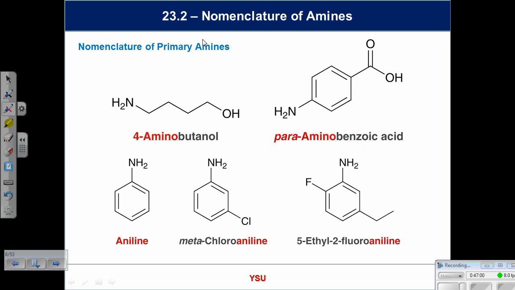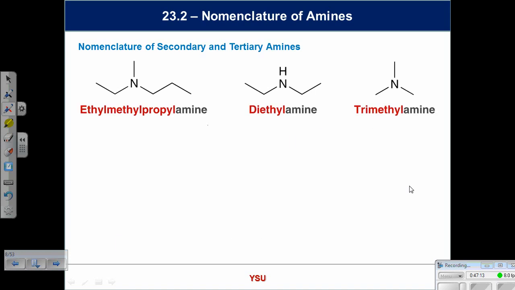And then down at the bottom, if you want to stick this onto a benzene ring, we remember aniline from the past. We've now got m-chloroaniline. Benzene chemistry is very central to this final. 5-ethyl-2-fluoroaniline. They should be fairly straightforward. There's nothing tricky about those systems.